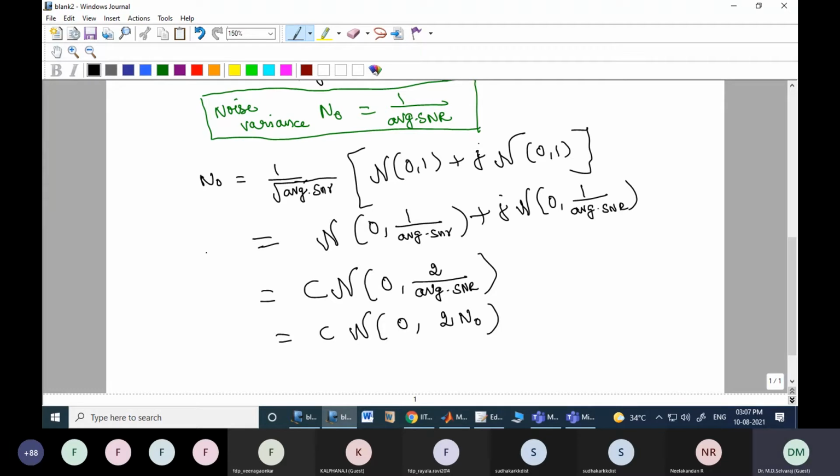So on this side, it's not n naught, this is a small n. So n is the additive white Gaussian noise, a random variable. It is a complex Gaussian random variable with zero mean, and 2 n naught is the variance. This 2 n naught only I am going to set as the variance of this. Is it clear? Whatever I did, how do I set the variance?